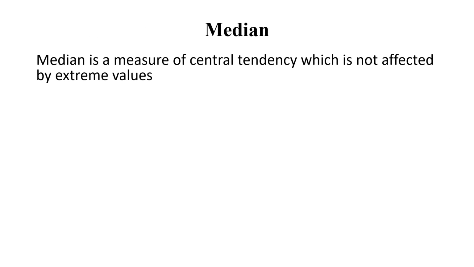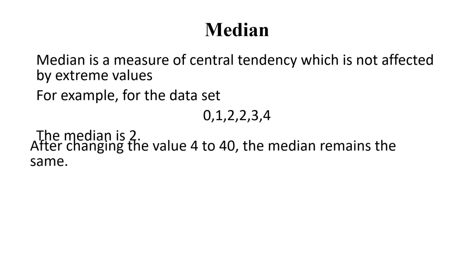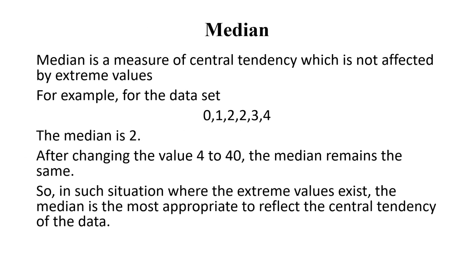Median is a measure of central tendency which is not affected by extreme values. For example, for the data set 0, 1, 2, 2, 3, 4, the median is 2. After changing the value 4 to 40, the median remains the same. So, in such a situation where extreme values exist, the median is the most appropriate to reflect the central tendency of the data.